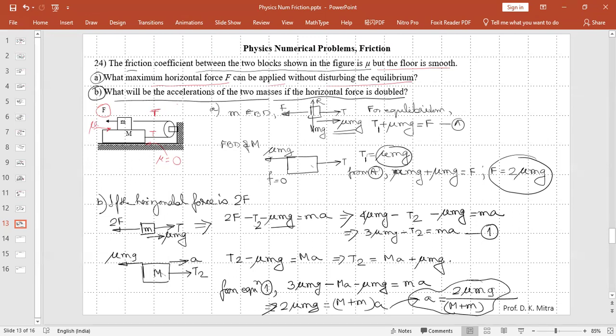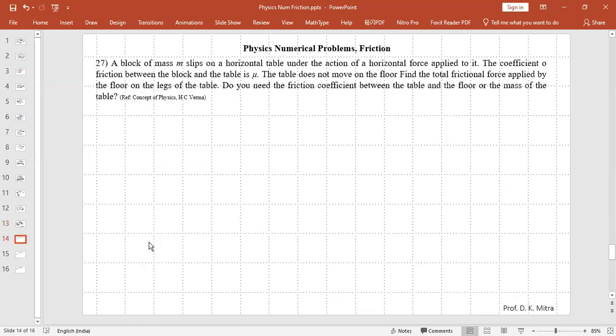Fine. And today we shall use a few more minutes. Small problem, very small problem. It's a matter of understanding the problem only, not any numerics. Here, this problem says a block of mass m slips on a horizontal table under the action of a horizontal force applied to it. Right?